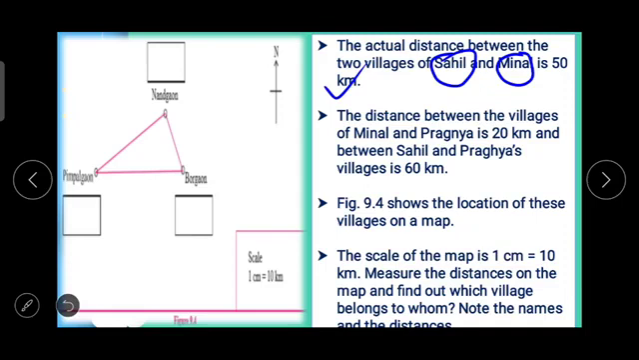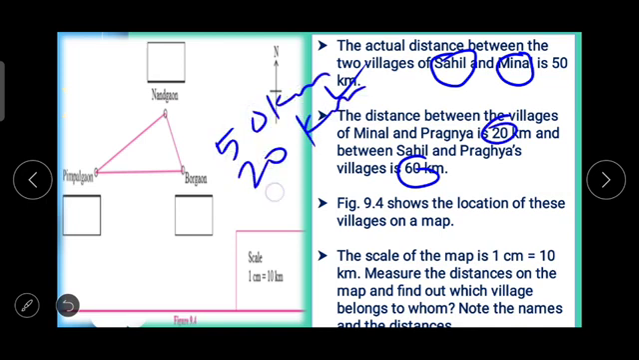The distance between the villages of Minal and Prajna is 20 kilometer, and between Sahil and Prajna's village is 60 kilometer. Now we are having three numbers: 50 kilometer, 20 kilometer and 60 kilometer.